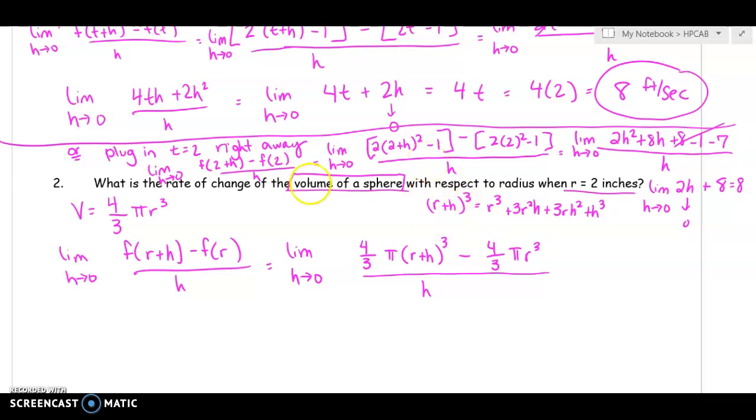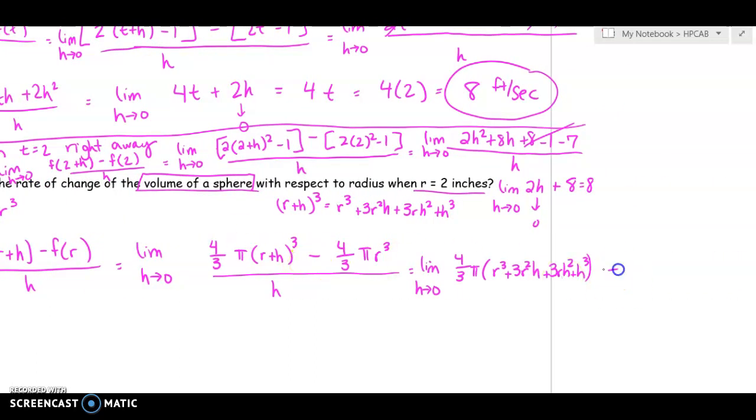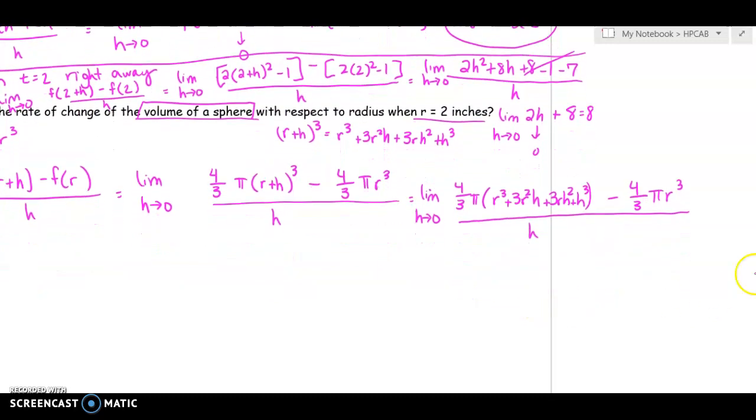All right, you have to do r plus h times r plus h, and then multiply that by r plus h. It's a lot of work. So we've got the limit as h approaches 0 of 4/3 pi times the r cubed plus 3r squared h plus 3rh squared plus h cubed, minus this 4/3 pi r cubed, all over h. So there's a lot going on here.